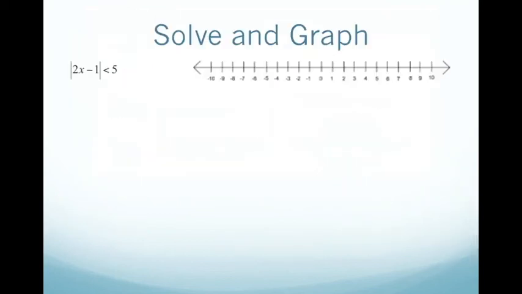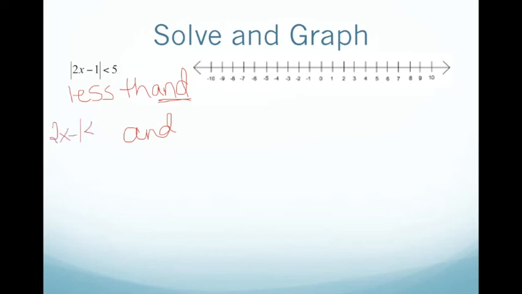For this example, we're looking at the absolute value of 2x minus 1 is less than 5. So the first thing I'm going to do is I say that is a less than and. So less than, and I put a little d so that I can see the word and. So this is going to be an and statement. To get my 2 parts of my and statement, the first thing I do is I just copy exactly the expression given without the absolute values. So that becomes 2x minus 1 is less than 5.